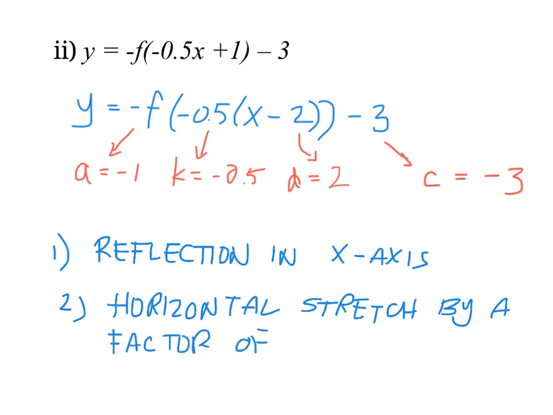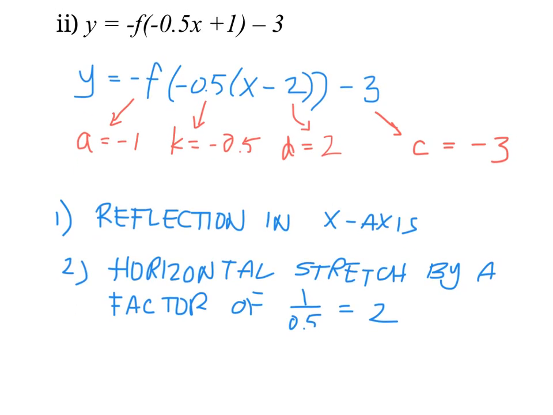Well, it's always 1 over k, right? And if k is 0.5, it's going to be 1 over 0.5, which ends up giving us 2. So it's basically a horizontal stretch by a factor of 2. All our x values are going to be multiplied by 2. And then that negative sign in front of the k, let's not forget about that. That's going to give it a reflection in the y-axis.